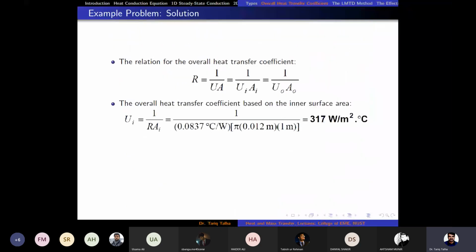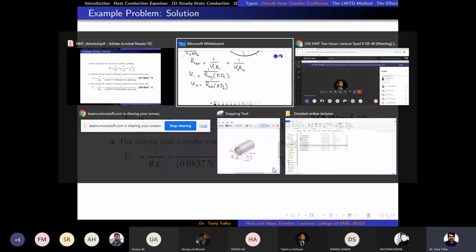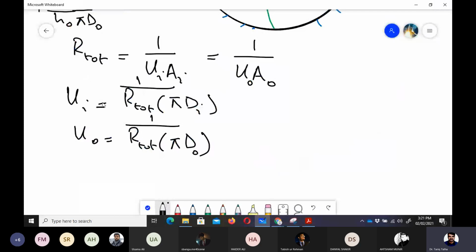So that exact value, because it is in a range of like 200 to 400, we can say for this case. Okay. So up to now we have talked about two things: one is the types of heat exchangers, and the overall heat transfer coefficient.